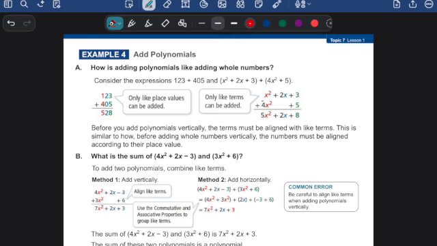So we put our longest polynomial on top, and then line up the like terms. Again, we have x squareds, those are like terms, so they're going to be lined up. Then our x terms, our linear terms, well, there's only one. And this time we do have more than one constant, so we can line those up and we will add them together. 1x squared plus 4x squared is 5x squared.